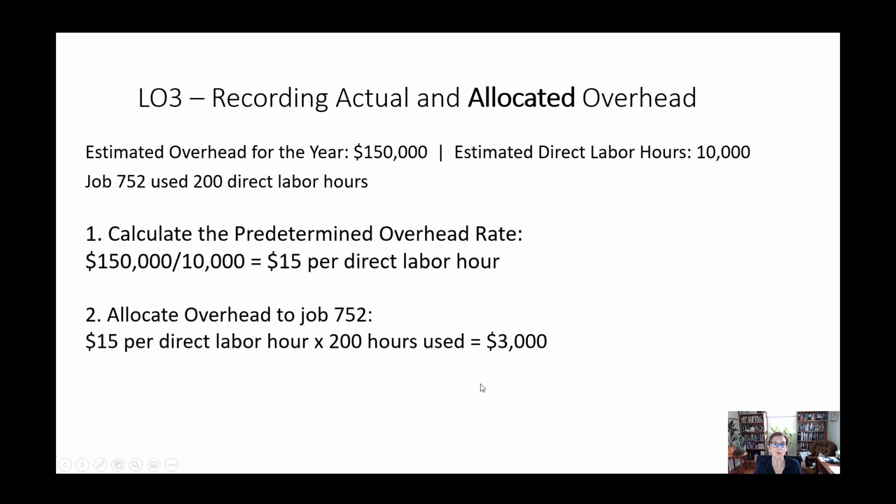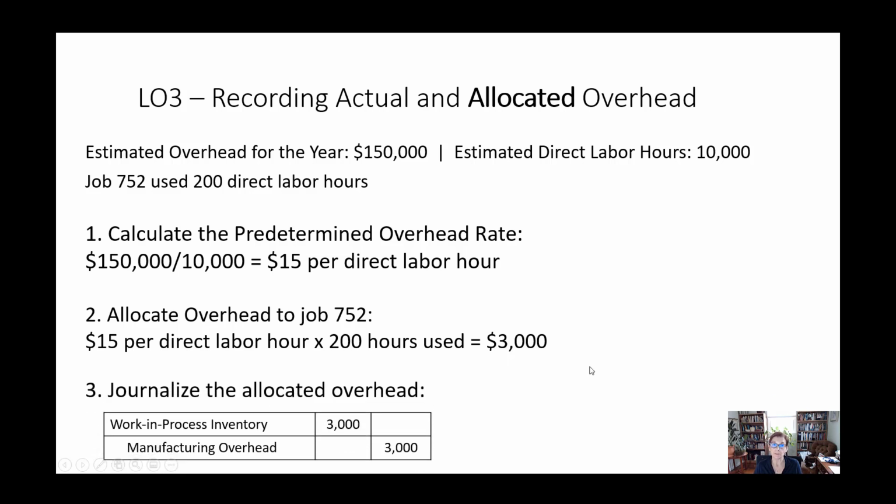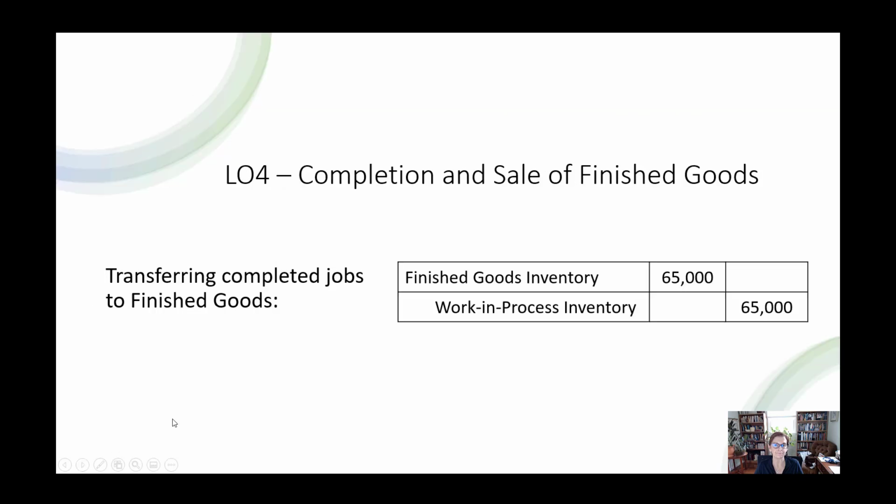Finally, we're going to journalize this, and we're going to record the actual allocation of the overhead. And remember, we said the allocated overhead is what goes into work in process inventory. So we're going to debit work in process inventory for $3,000, and we're going to credit manufacturing overhead for $3,000. Remember, the allocated overhead gets credited. Okay, so that's how we journalize the overhead for a particular job. All right, let's take a look now at what happens when the jobs are complete and then they get sold.